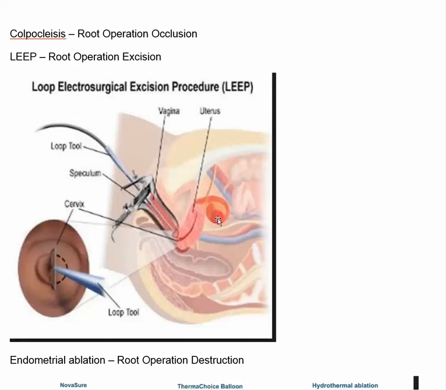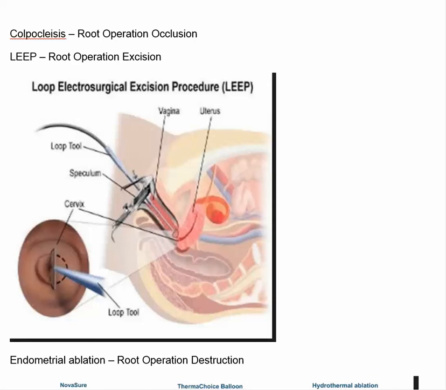The next operation that you might see in the female anatomy related to that is something called a LEEP, L-E-E-P. It's a loop electrosurgical excision procedure. It does use a device. Something is done. A tool is used. There's also some element of laser to remove tissue. This procedure relates to the root operation of excision.